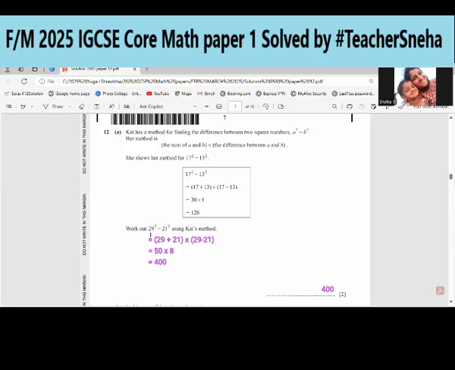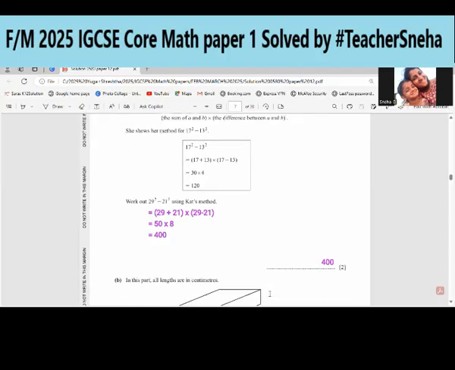When we have to work out 29 square minus 21 square, what we can do is put 29 plus 21 in one bracket and 29 minus 21 in the other bracket. So 29 plus 21 is 50 multiplied by 8. So 50 multiplied by 8, final answer is 400.